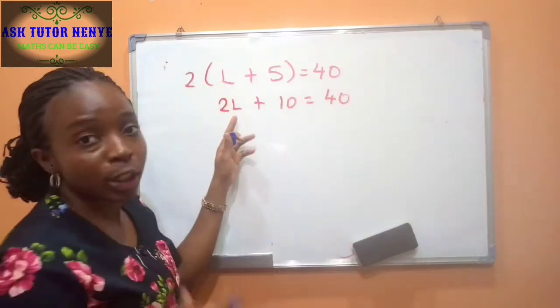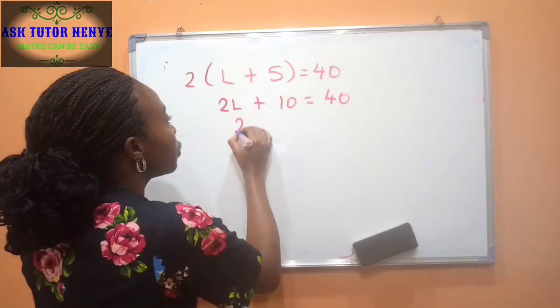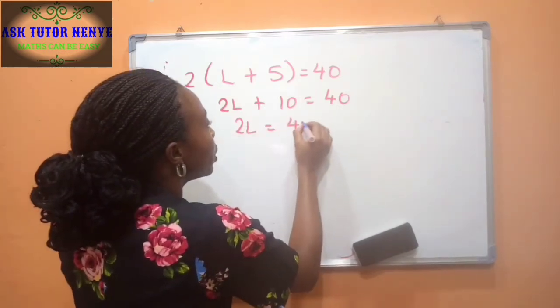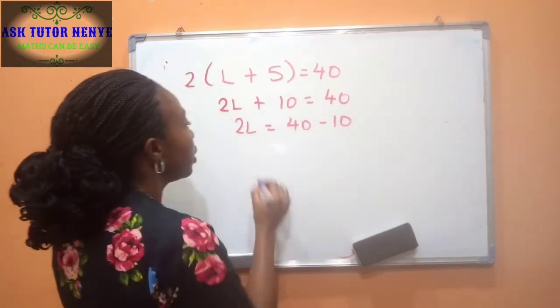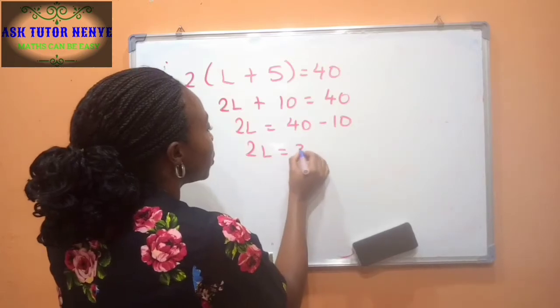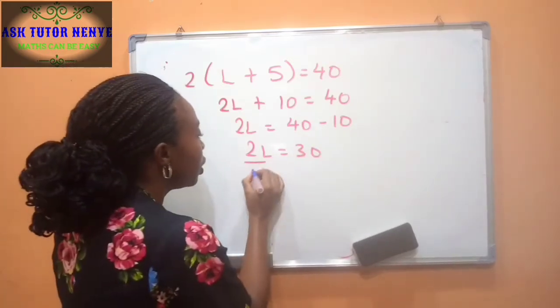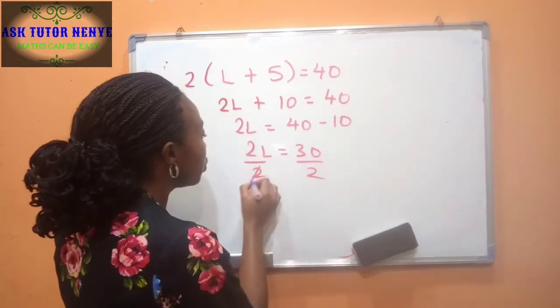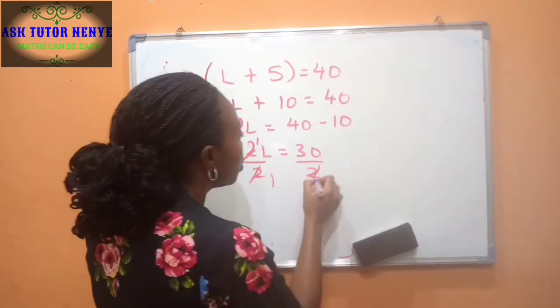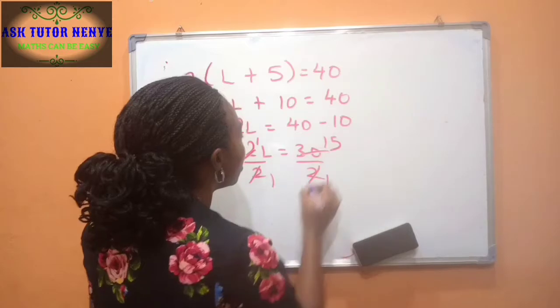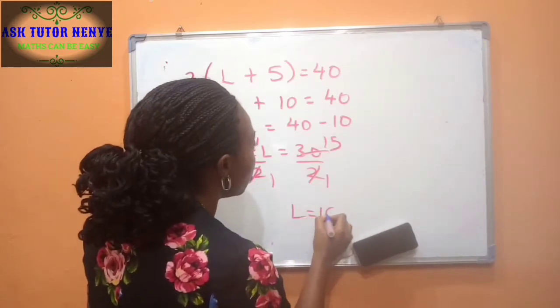40. The next thing we do what? Collect like terms. We have 2L equals to 40 minus 10. Okay, we have 2L equals to 30. Divide both sides by the coefficient of L, which is 2. When you divide it, you're going to have 2 goes here 1, 2 goes here 1, 2 goes here 15. So L is equals to 15.